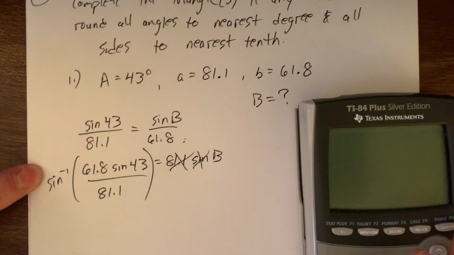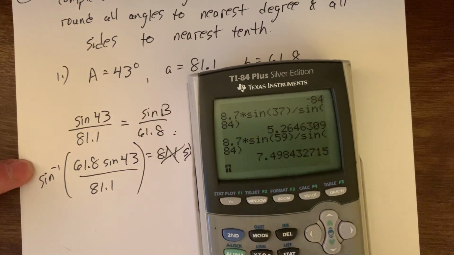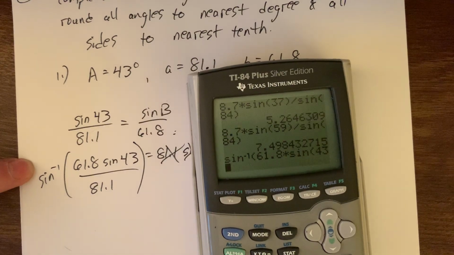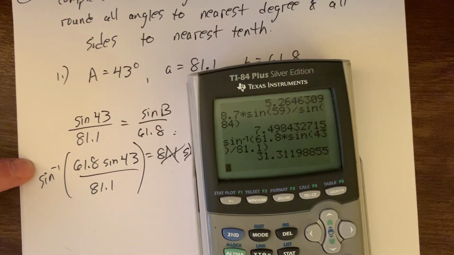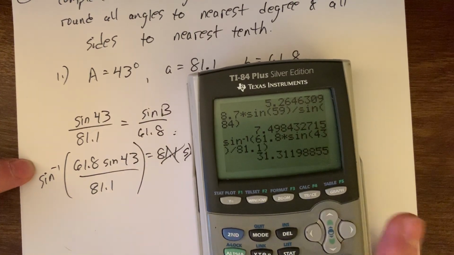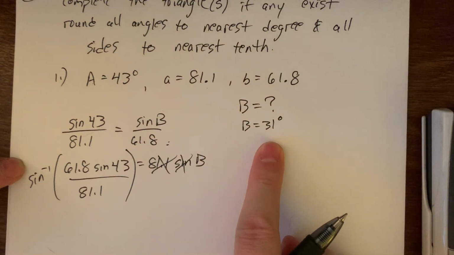Even though this looks ugly, I could still do all this on my calculator at once. I'm already in degree mode. Inverse sine, 61.8 times sine of 43, close the parenthesis, divided by 81.1, and close the parenthesis for the inverse sine. Now, some people would rather do this in 2 steps. I did that all in one, and rounding to the nearest whole degree, remember this is an angle, so I'm not going to the 10th anymore, I'm going to the nearest whole degree. I would get B is 31 degrees.